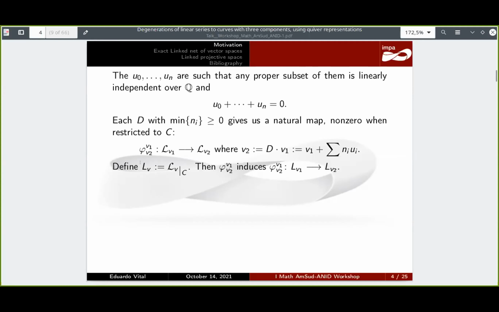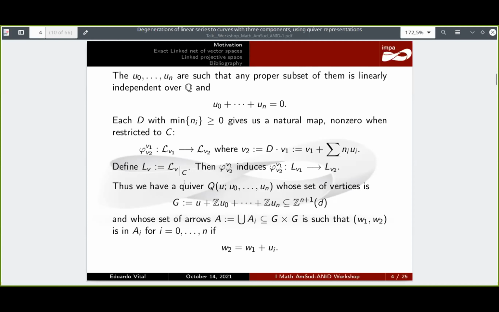Now, if you consider the restriction of L_V to the curve, the map phi from V_1 to V_2 induces another map, which we keep denoting phi from V_1 to V_2, now between the sheaves on the curve C. Thus, we have a quiver Q depending on U, U_0 to U_n, whose set of vertices is G, which is equal to U plus Z^{n+1}_0, inside Z^{n+1}_d. And the set of arrows A can be decomposed as a union of A_i, such that an arrow from W_1 to W_2 is in A_i, for i from 0 to n, if W_2 is equal to W_1 plus U_i.